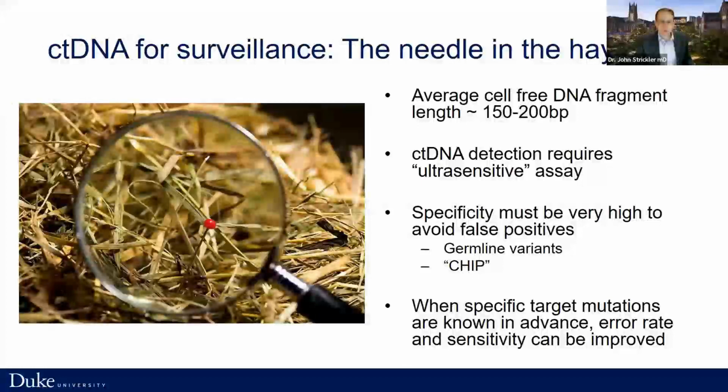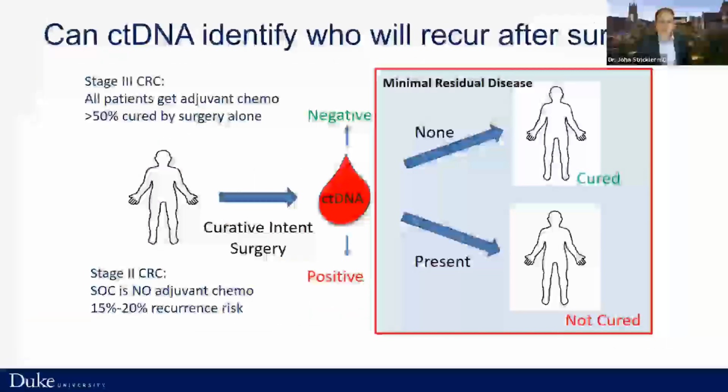Ideally, when you know what you're looking for in advance, you're best suited to identify that needle in the haystack. So the topic of today is colorectal cancer and how we can use this so-called minimal residual disease testing to change how we manage colon cancer. And this is a big problem for us in the clinic because for those patients with stage 3 colorectal cancer, we know the national guidelines are that all patients should receive adjuvant chemotherapy. And yet over half of all patients are cured by surgery alone.